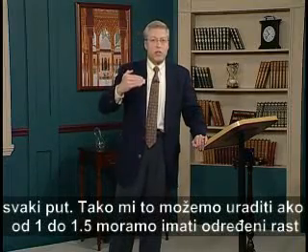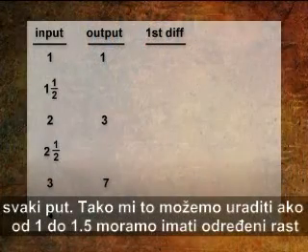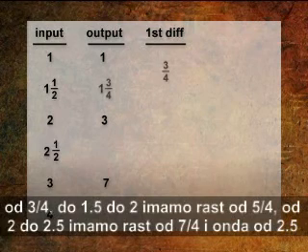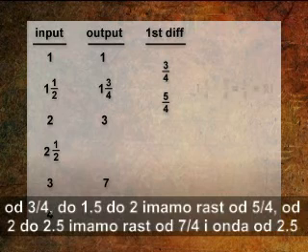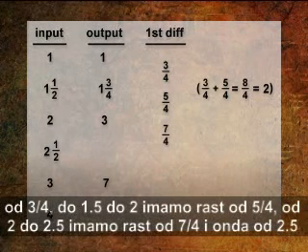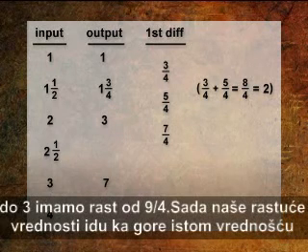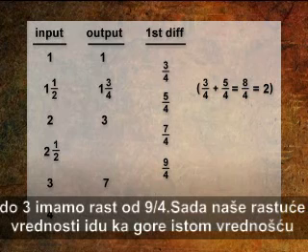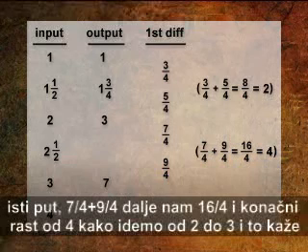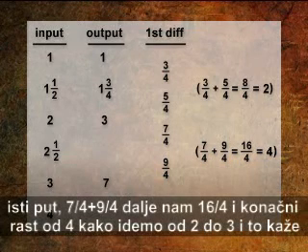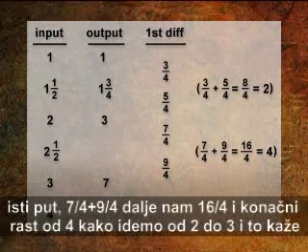And so we can do this: from 1 to 1.5 we have an increase of 3/4. From 1.5 to 2 we have an increase of 5/4. From 2 to 2.5 we have an increase of 7/4. And then from 2.5 to 3 we have an increase of 9/4. Now our increases are going up by the same amount each time. 7/4 plus 9/4 gives us 16/4, our total increase of 4 as we go from 2 to 3.